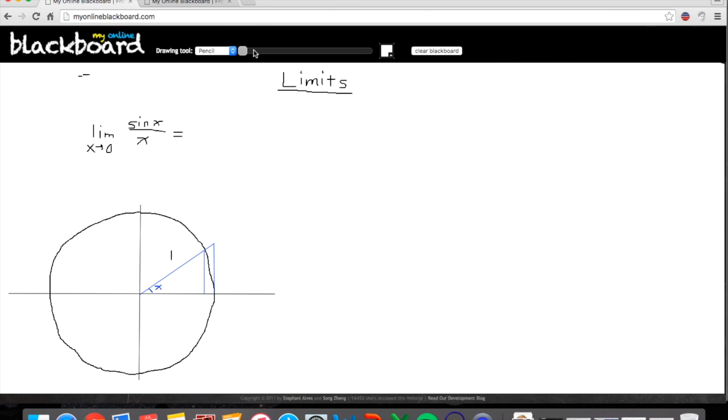And this one is on a very important limit, and I'll just be focusing on this one for the entire video. It is on the following limit: the limit as x approaches 0 of sine x over x equals, and we'll find out that it is equal to 1.